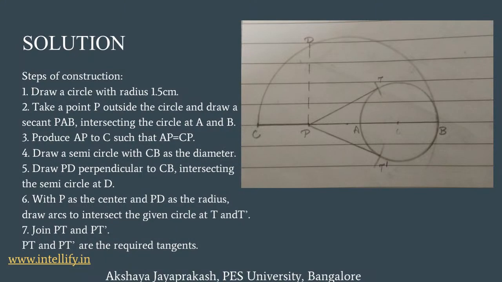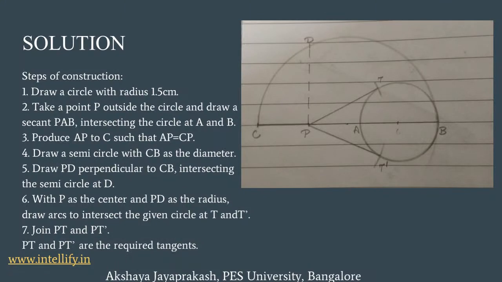So the steps for constructing the tangent to a circle when the center of the circle is not known are as follows. First, draw a circle with radius 1.5 cm. Take a point P outside the circle and draw a secant PAB intersecting the circle at A and B. Produce AP to C such that AP is equal to CP. Draw a semicircle with CB as the diameter. Draw PD perpendicular to CB intersecting the semicircle at D.